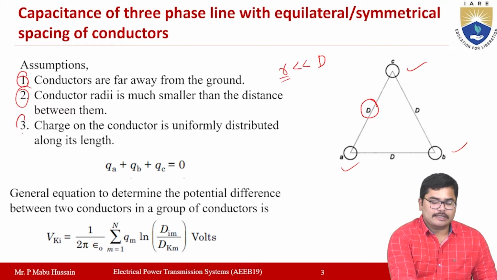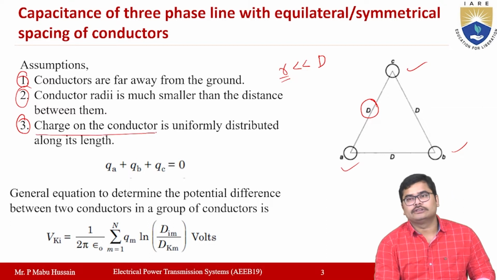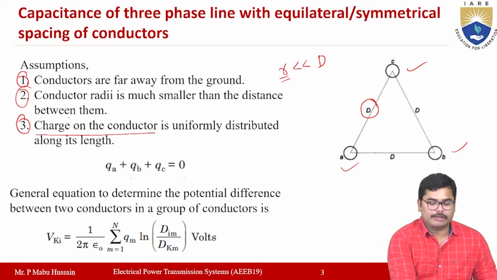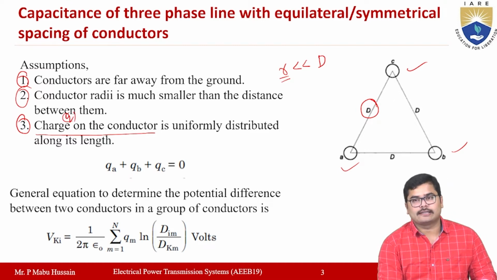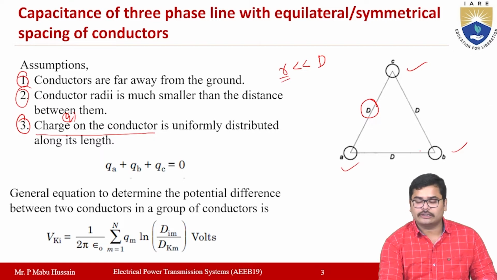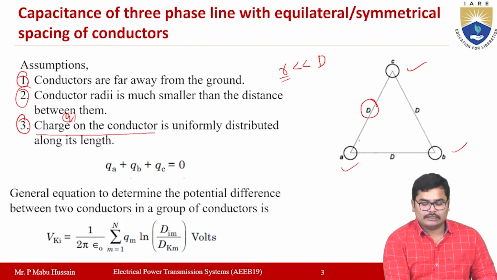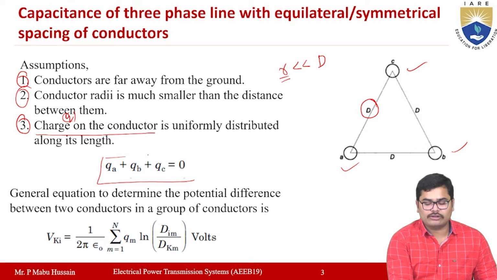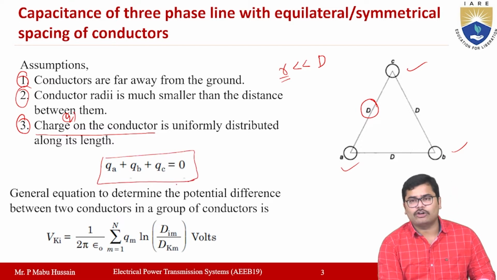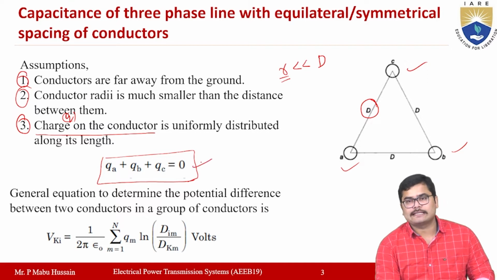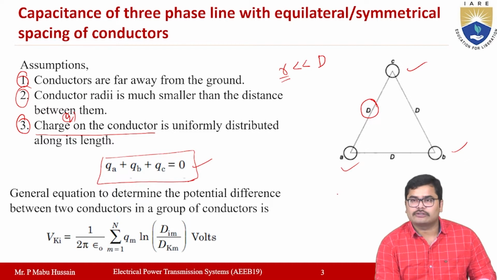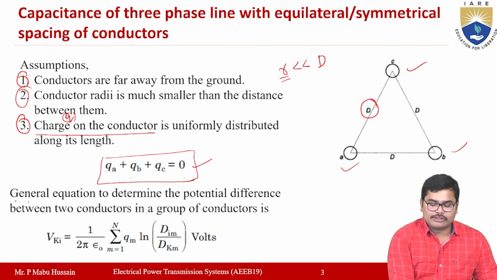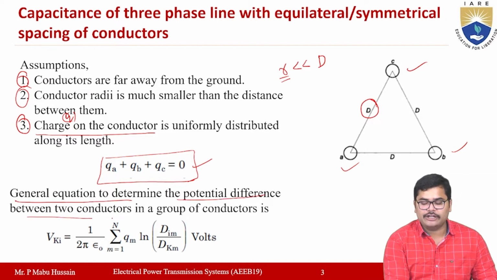Another assumption here is that the charge on the conductor, represented with charge Q, is uniformly distributed along its length. So if the charge on the three conductors is uniformly distributed, then in such a case this equation will hold good. That means the sum of all the charges in all the three transmission line conductors must be equal to 0. So QA plus QB plus QC is equal to 0. Now in the previous video we discussed the general equation to determine the potential difference between any two conductors in a group.